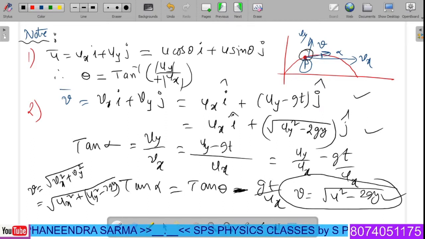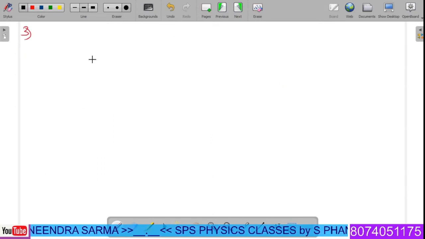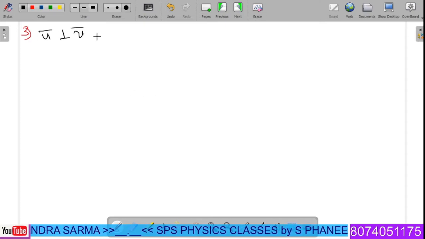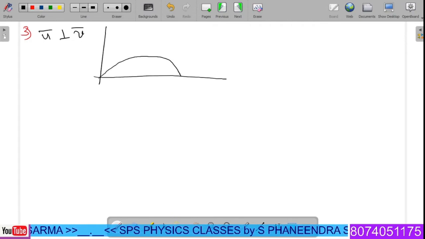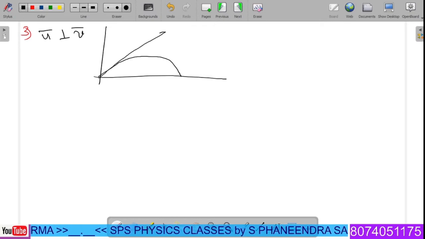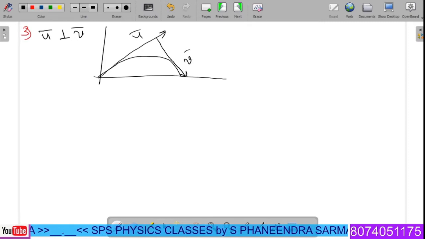Now let us consider the next case, point number 3. Suppose the initial velocity vector is perpendicular to the final velocity vector at a particular observation position. How can we imagine this situation? This is exactly the projectile track we are considering, and this is the initial velocity vector u bar, and this is the final velocity vector v bar. This is our observation point. Here the velocity vector v bar is perpendicular to the initial velocity vector u bar.